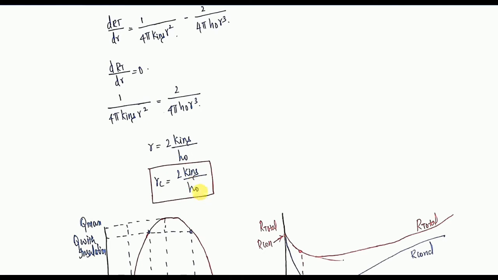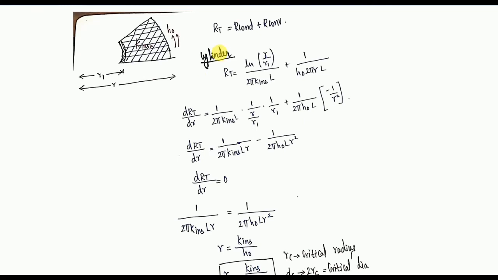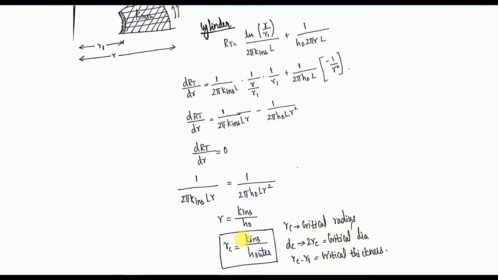And H outer will be there, and you have to calculate RC and compare it with R1. In case of a cylinder, you can see that RC equals K by H only. This problem is very easy. If you know just two formulas, for a cylinder RC equals K by H, and for a sphere RC equals 2K by H, you can address the problem very easily. So this is the thing I want to tell.